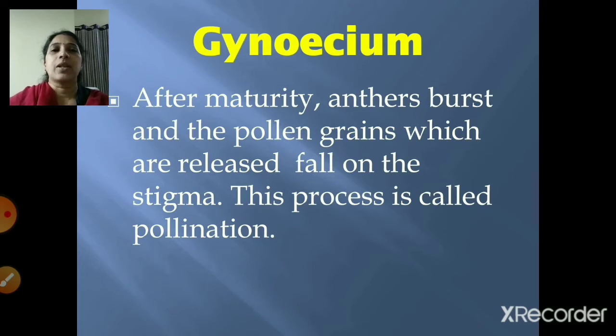Then after maturity, what happens? The anthers burst and the pollen grains which are released fall on the stigma. This process is called pollination.